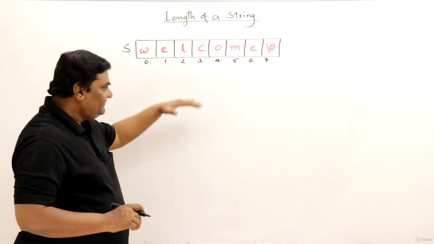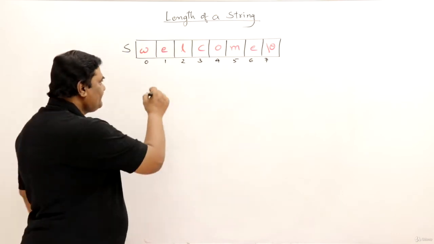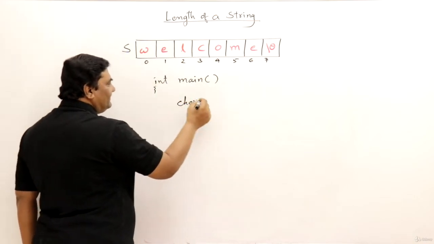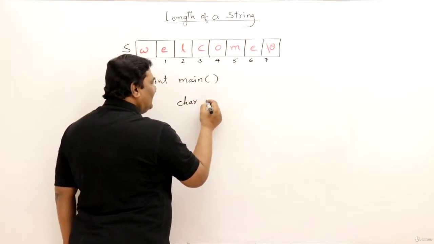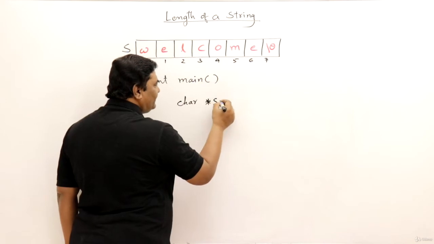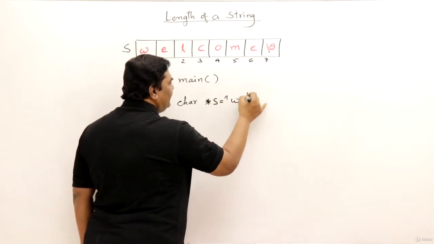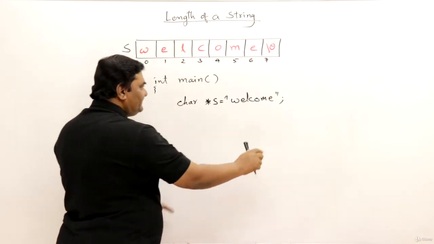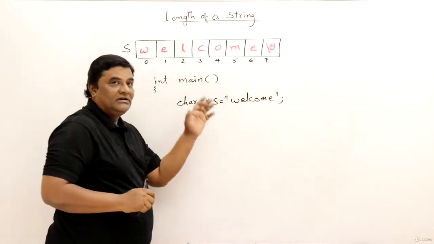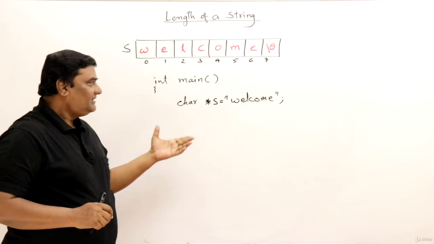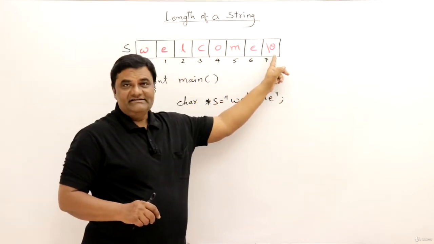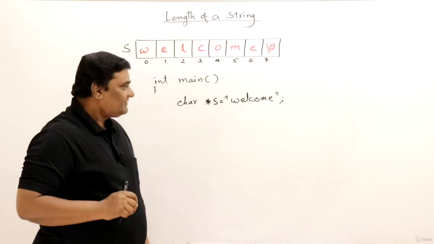So let us write directly in the main function. Here first I will create a string. It is a char pointer, the string name is s, and I will write the string welcome. There is no need to write \0 because it is enclosed in double quotes. The C or C++ compiler will create this as an array along with \0. It will fill in that null character.